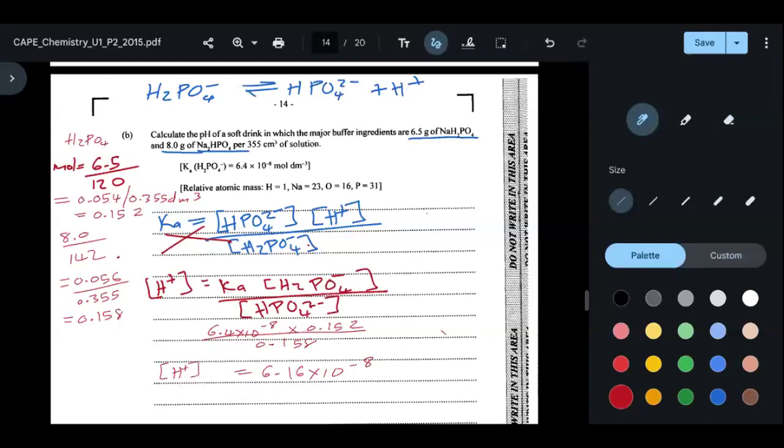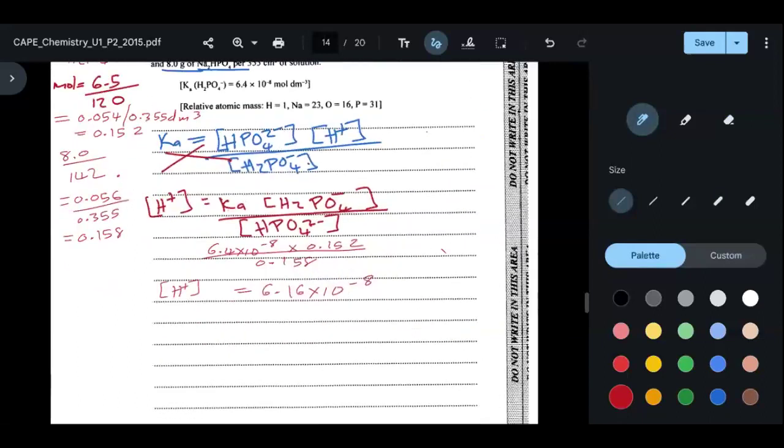After that, we can calculate pH. So pH is equal to negative log of 6.16 times 10 to the minus 8, and that would be equal to 7.2. And that is how you do buffer calculation.